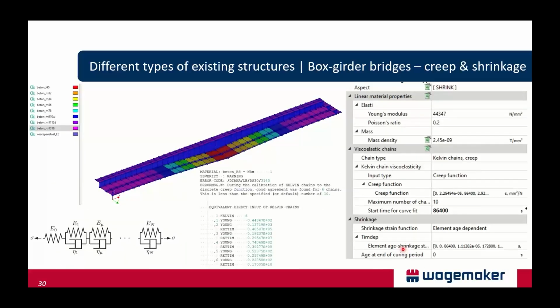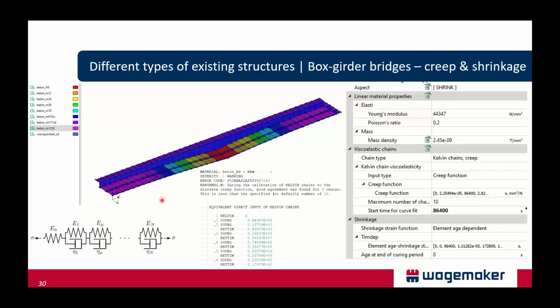And then for the creep and shrinkage, I already mentioned before that the effective thickness is relevant for which creep and shrinkage curves to use. And we distinguished 8 different curves, which are the colors in the Diana screenshot that you see here. And so depending on the effective thickness, the structural elements get assigned their own creep and shrinkage functions.